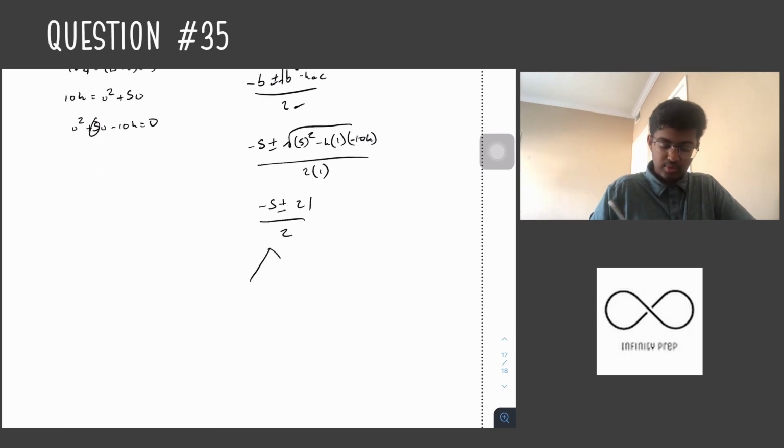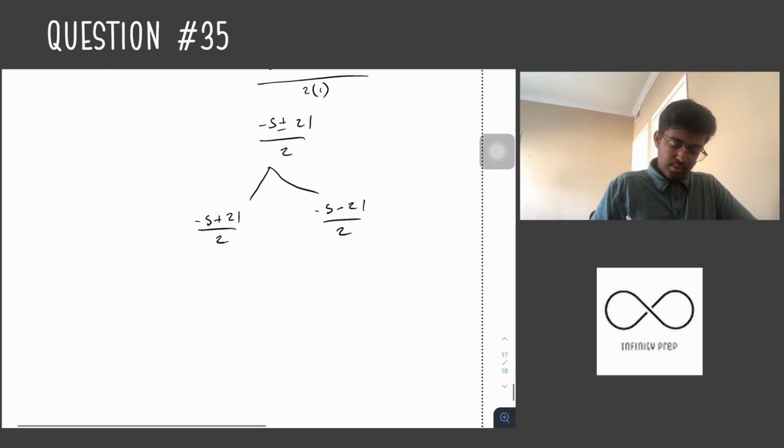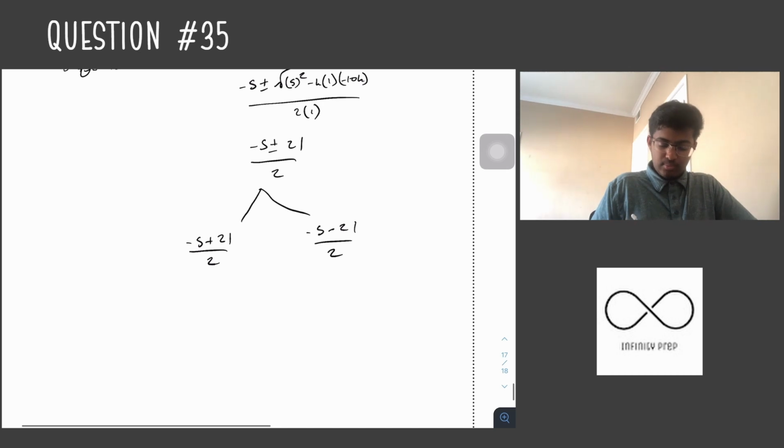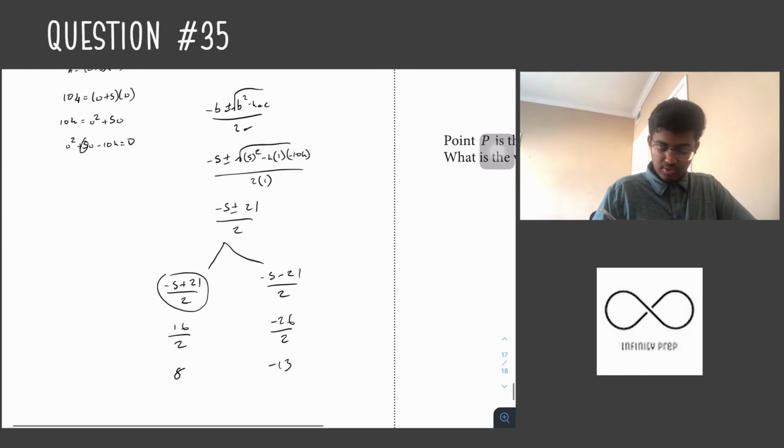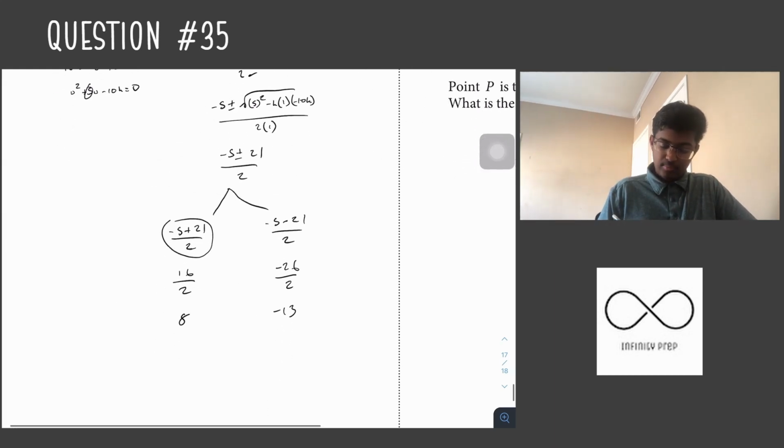And this splits into two different equations. So negative 5 plus 21 over 2 and negative 5 minus 21 over 2. So let's do this one right here first. Negative 5 plus 21 is 16 over 2. 16 over 2 is 8. And negative 5 minus 21 is negative 26 over 2. Negative 26 divided by 2 is negative 13. This right here is supposed to give us the width. Width can't be negative numbers, so negative 13 is wrong, and 8 is our width.